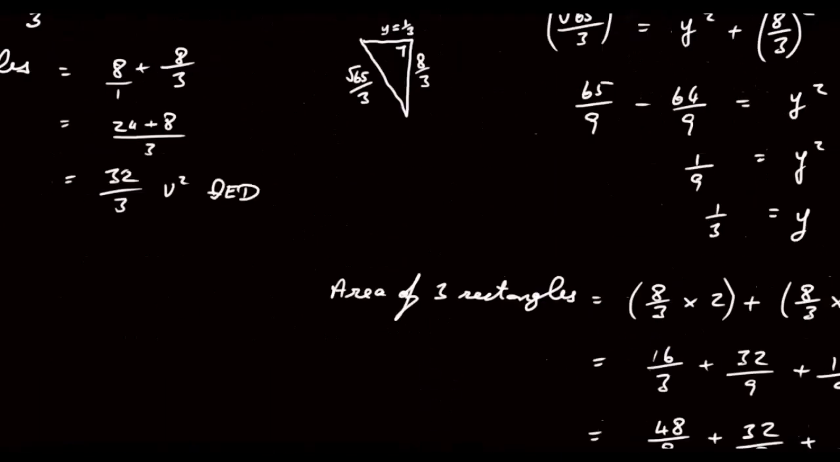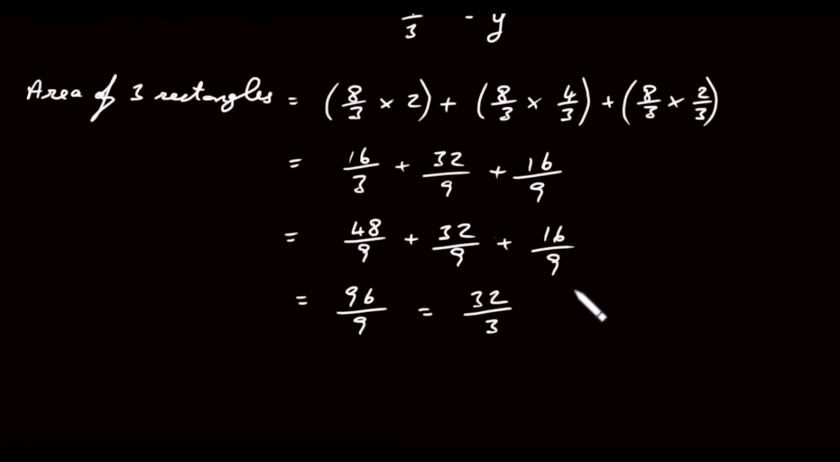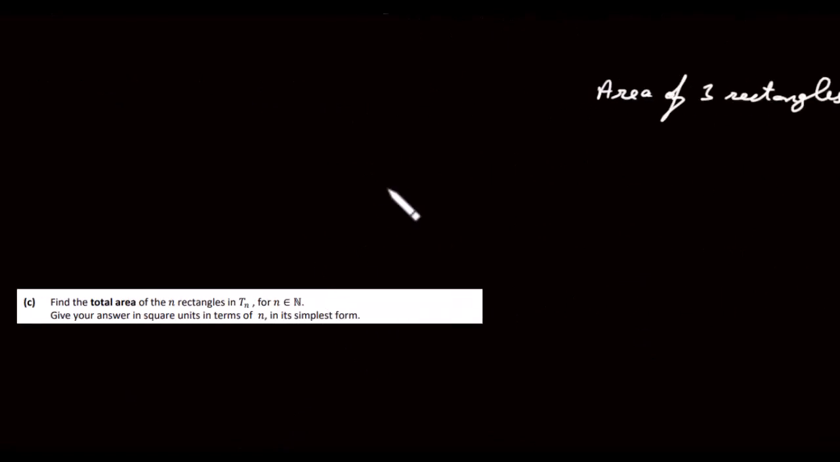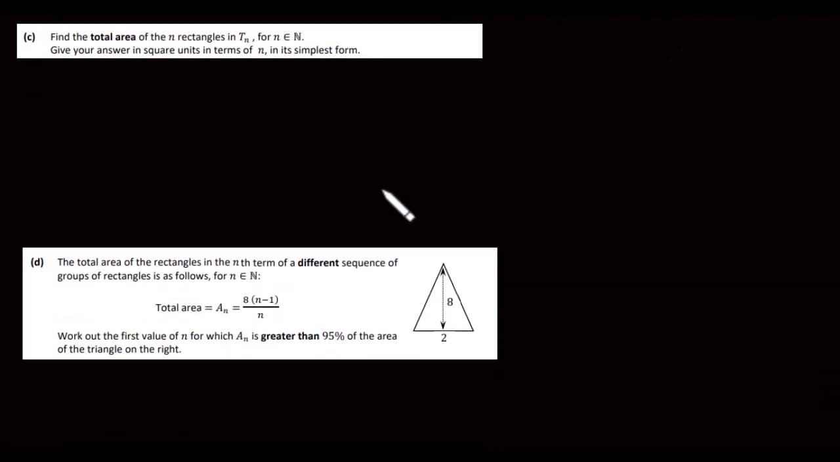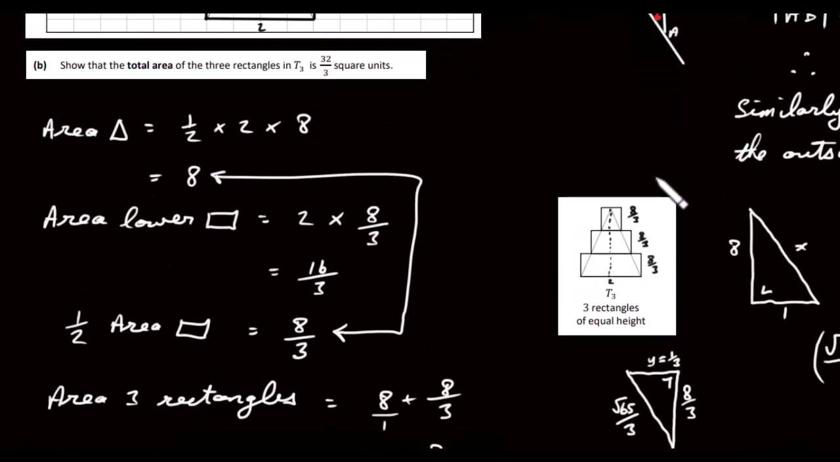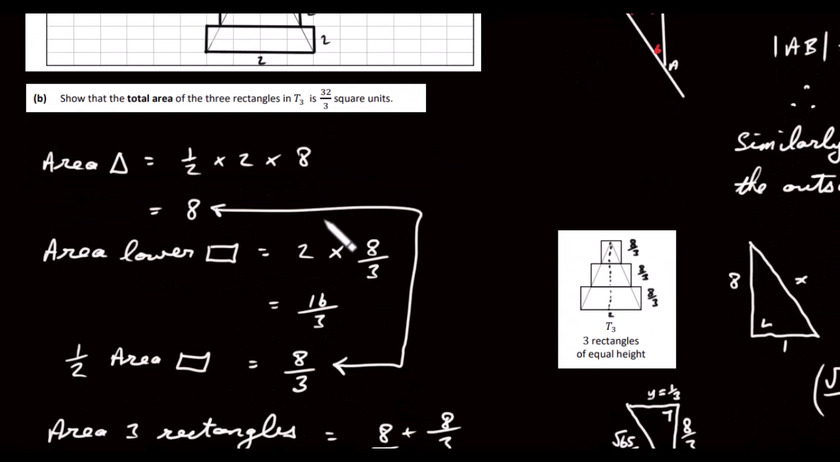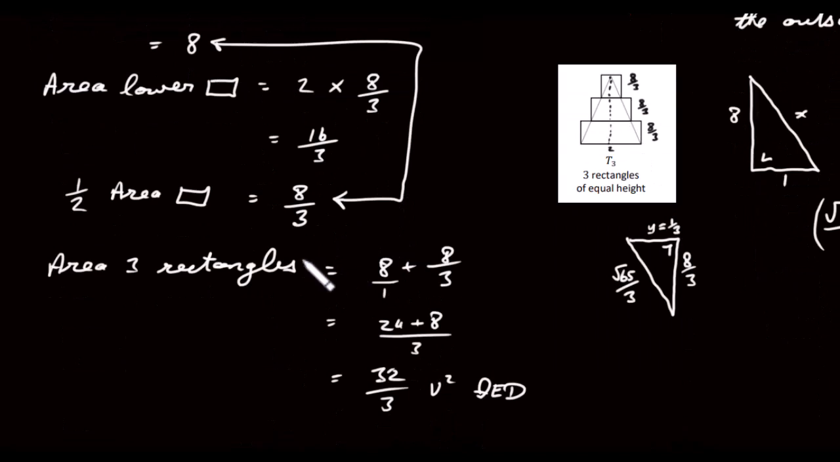Okay, so that was two different ways of doing this. A tricky enough question, I think, but anyway, let's move on. Find the total area of n rectangles in Tn for n as an element of N. Give your answer in square units in terms of n in its simplest form. So the way I'm going to do this is to use the first method that we used, which is the area of the big triangle plus half the area of the lower rectangle.